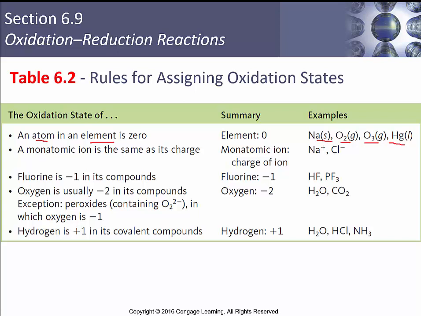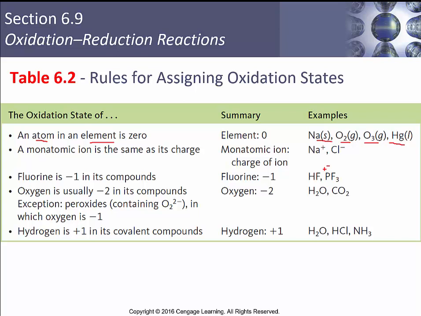Okay. Fluorine is always going to be minus 1. Always, always. So in HF, fluorine is going to be minus 1, which means this H has got to be plus 1. In phosphorus trifluoride, I've got 3 fluorines at minus 1, which means that the phosphorus has to be a plus 3, and each of the fluorines is going to be minus 1.